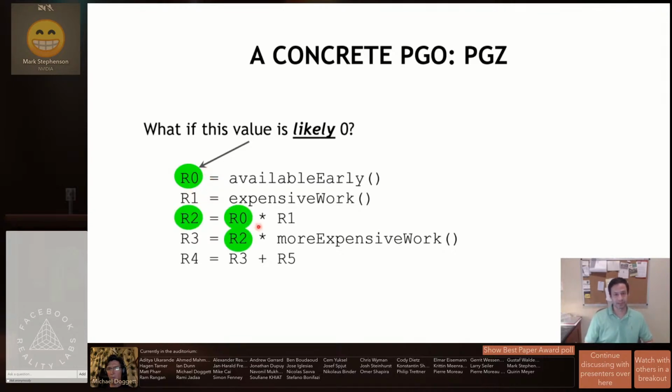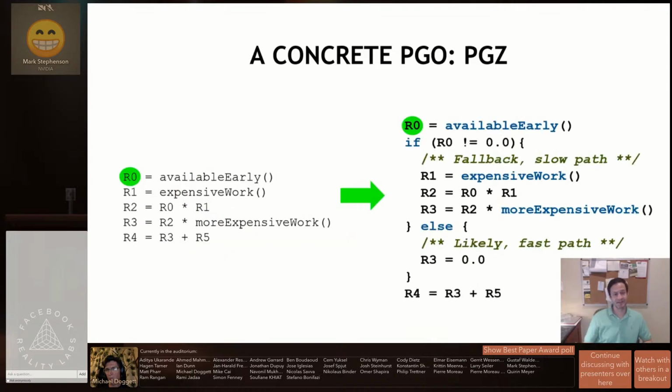And side note, luckily, we can mostly ignore IEEE compliance here, such as NaNs and infinities, since most shaders explicitly don't require IEEE compliance. That means that R2 in this example is going to be 0 if R0 is 0, since 0 multiplied by anything is 0. Which also means we can ignore the computation in expensive work, provided there are no side effects there. We can propagate this R2 forward, and we can notice that R3 is also 0, which means we don't have to compute more expensive work either.